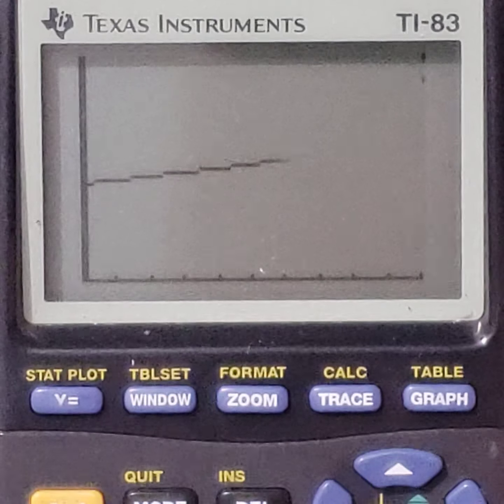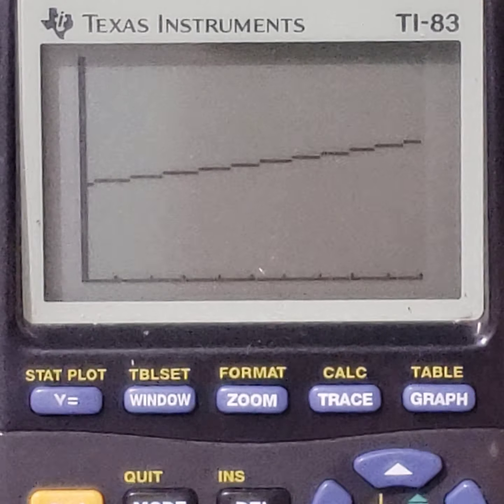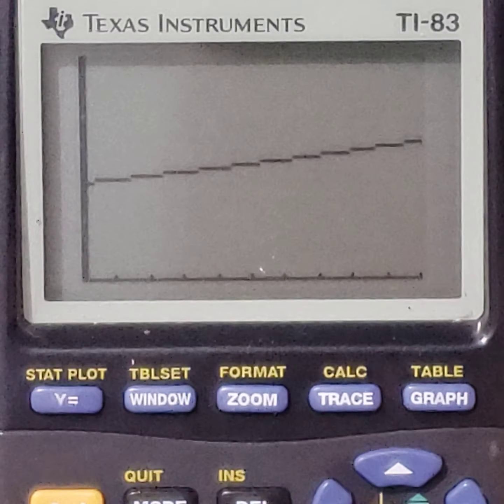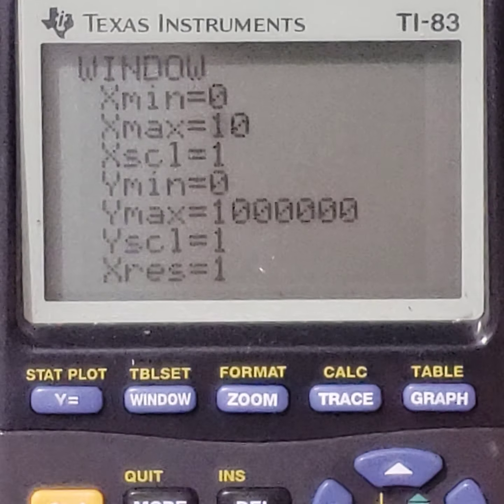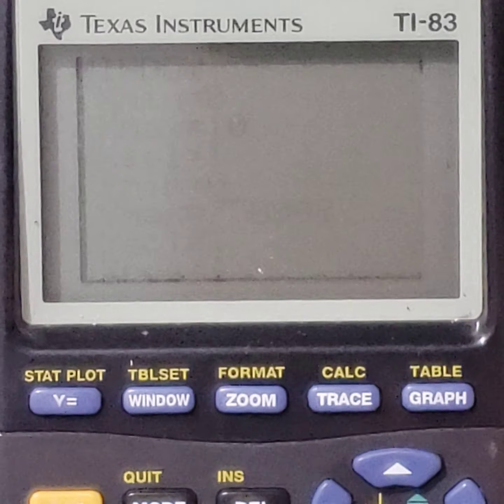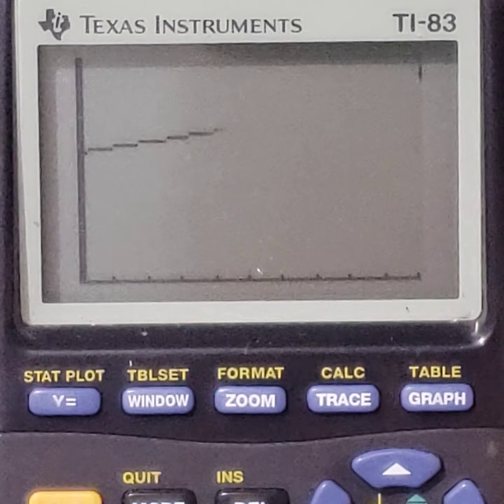What you're looking for is a window that shows what your graph is doing without showing too much empty space. Personally, I think that's too much empty space at the top for my taste, so I'm going to go back and set it for 750,000. I think that'll give me a good balance.